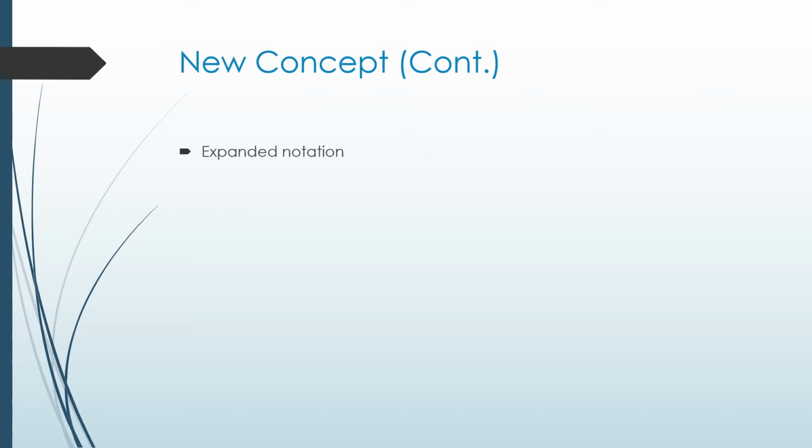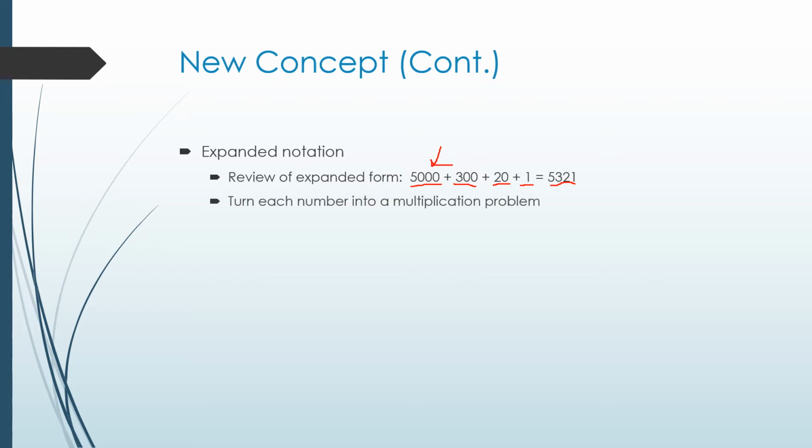All right. First, after that, we want to look at expanded notation. Now, you've been using expanded form, where we break a number down into its place values right here. So 5,321 breaks down into 5,000 plus 300 plus 20 plus 1. Expanded notation takes expanded form one step further and turns each of these numbers into a multiplication problem using its place value.